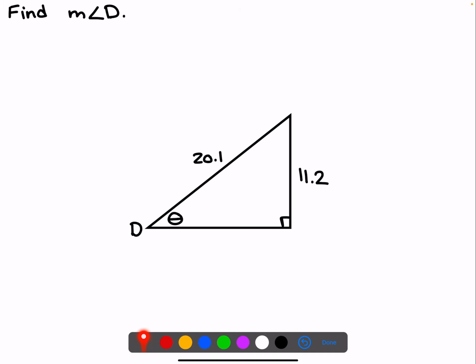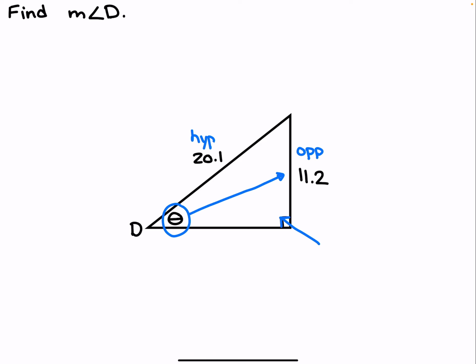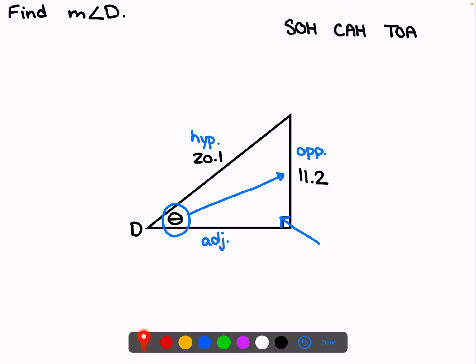Next up, we're going to find the measure of angle D. So we can see that angle D is theta. We start this off by labeling up our triangle as opposite, adjacent, and hypotenuse. 11.2 will be opposite. 20.1 is hypotenuse, that's opposite the right angle. And then adjacent is blank.